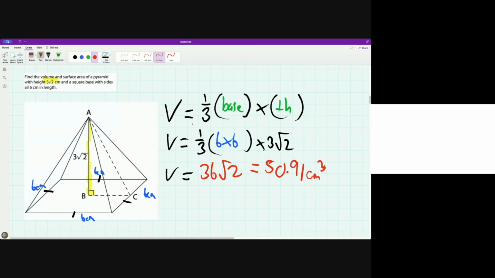Now, we are going to try and find the surface area of this square pyramid. Tell me what shapes are going to go into the surface area. Now, remember, the surface area is like the wrapping paper. How much wrapping paper do we need to cover the shape completely with nothing left over? What shapes are going to be involved?